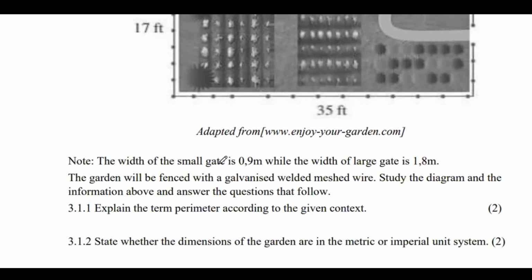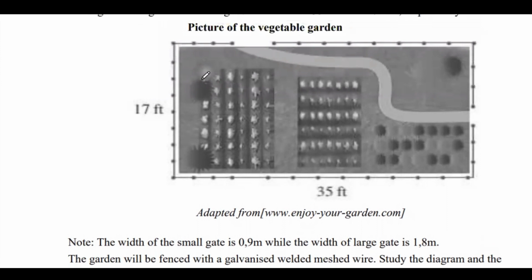Note the width of the small gate. When you look at the garden, those dots are poles. This round line represents a fence. Then these are the gates where one will enter from, and this is a pathway where one goes through, and you go out from this other side.